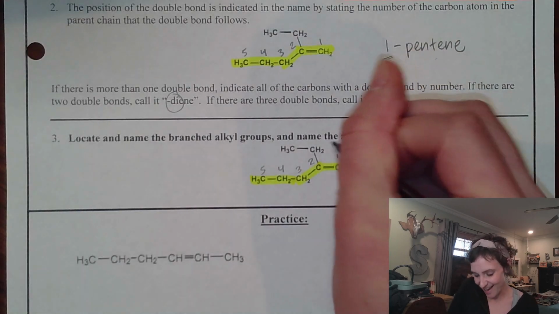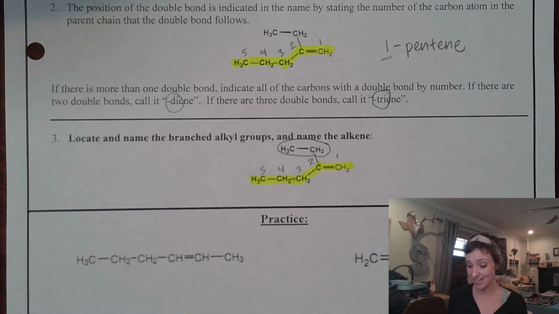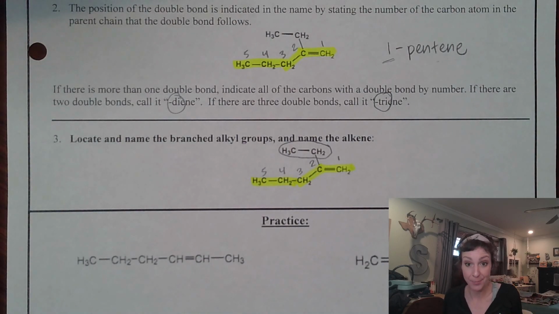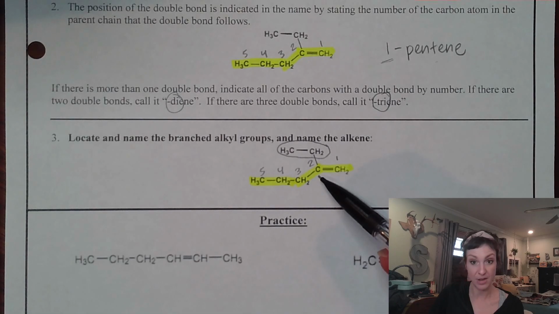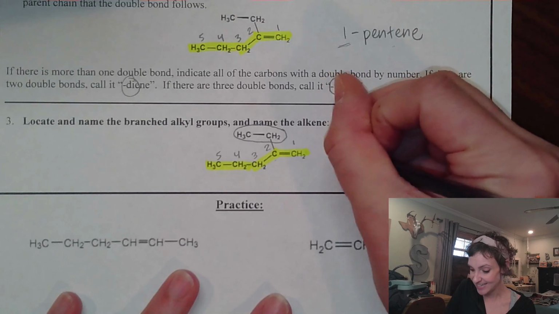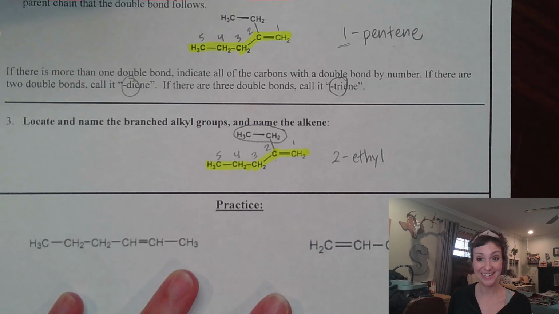Cool. And now I'm looking at that branch group. I'm like, oh my goodness, you guys. That branch group is a 2-carbon branch group. So that is an ethyl group, right? So I'm going to identify that there's an ethyl branch group on this hydrocarbon. And I'm also going to tell you where that ethyl group is coming off. It looks like it's coming off of the 2nd carbon, right? So I'm just going to write that this is a 2-ethyl.